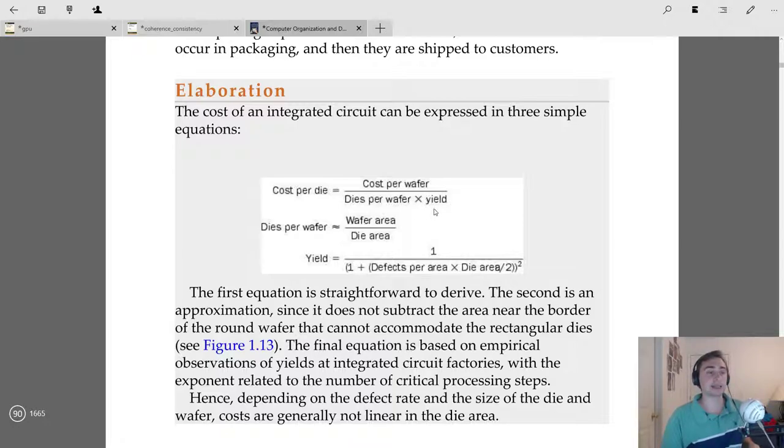If your yield is less than 1, so it's between 0 and 1, what ends up happening is that for each of those individual parts that were bad, the cost of manufacturing them just gets distributed into your remaining dies that did come out correct. Then our dies per wafer is roughly equivalent to the wafer area divided by the die area.